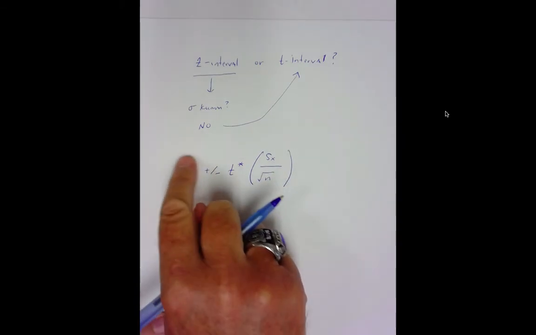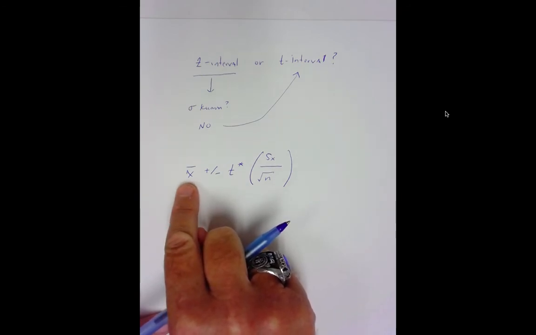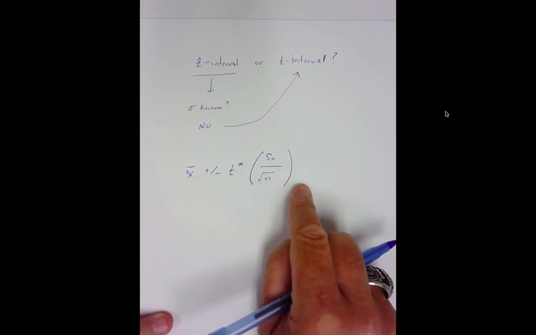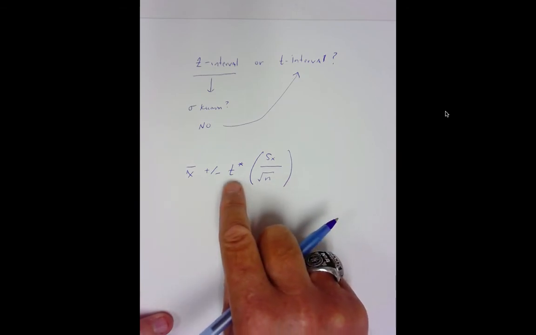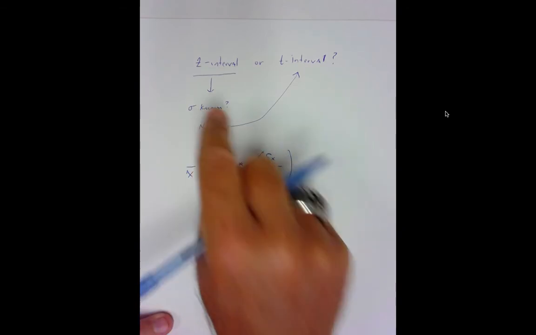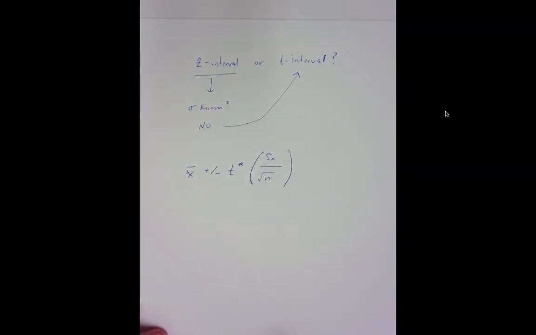Guys, this part over here, as I explained in a previous video, is still your point estimate. Everything to the right is still your margin of error. This is just your T critical, and you use the sample standard deviation because the population standard deviation isn't known.